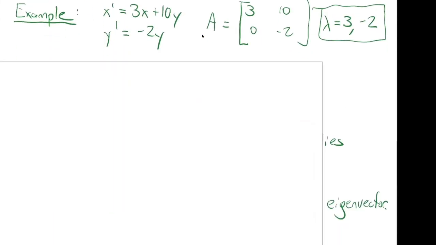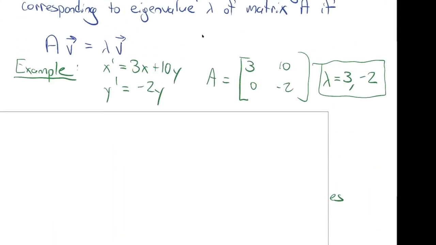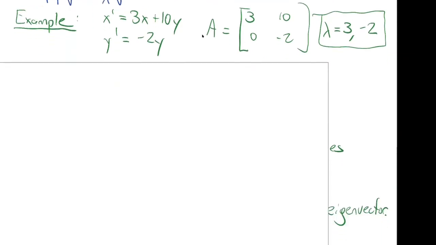Okay, so here's the example we took a look at last time. Let's say we have this system, x prime is 3x plus 10y, y prime is minus 2y. And we want to find eigenvalues and eigenvectors for the corresponding matrix of coefficients. So here we can find the eigenvalues. We've done this before. These are 3 and minus 2.